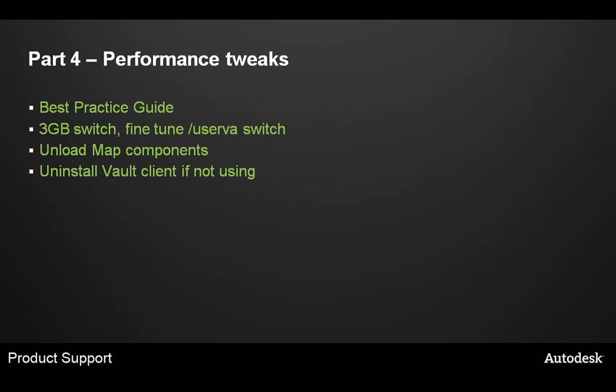And then another option as well is, if you're not using Vault at all, if you uninstall the Vault client, that will also save you, I believe, around 80 to 85 megabytes. So that could also help out some. Okay, so those are some performance tweaks that can help if you're finding you have issues with performance while you're running Civil 3D.